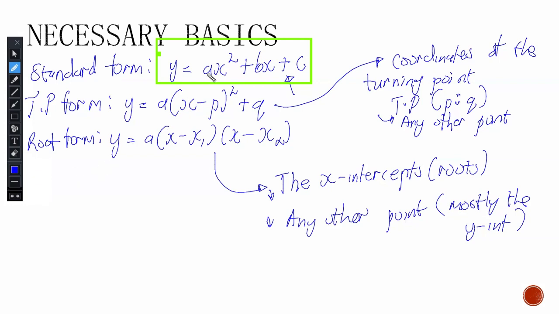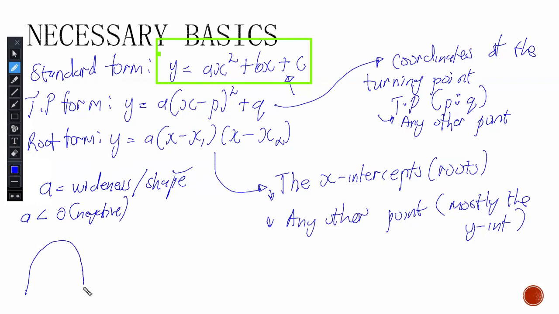Now, another thing that you should know is that your a simply determines the wideness and the shape of the graph. So what do we mean by the shape of the graph? If you find that your a is less than 0, meaning that your a is negative, most of the time you will observe that your graph will be like this. We say this is a concave down parabola graph. This is concave down.